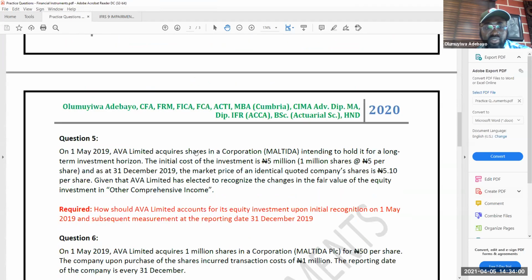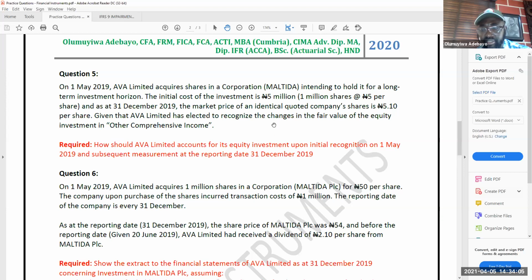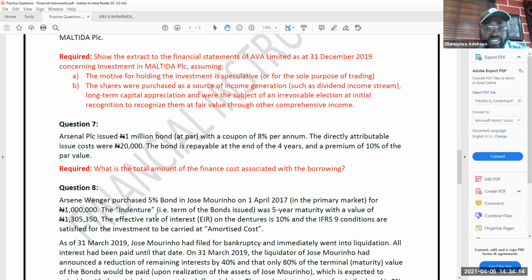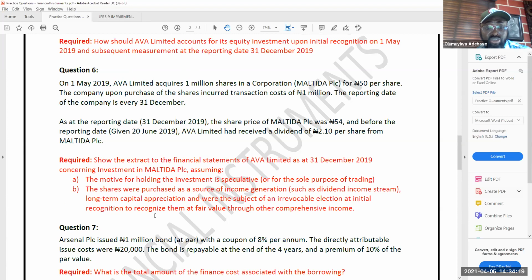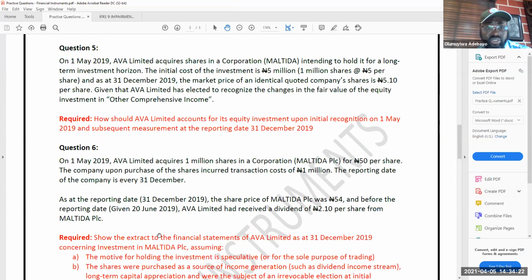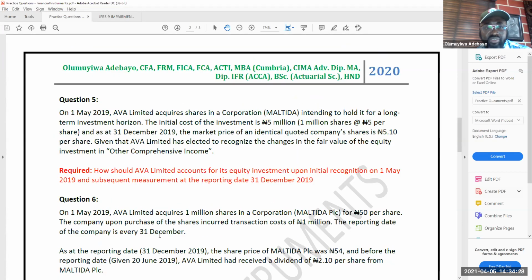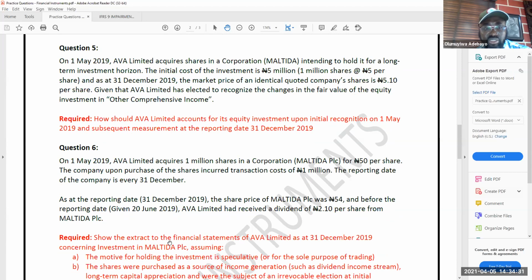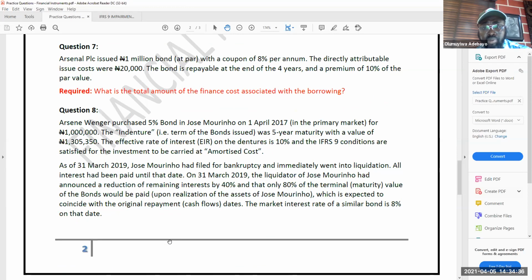Question 4. Question 5 is on equity investments, and it's left for you to classify it accordingly in line with the buckets. Both question 5 and question 6, you attempt them. And you also attempt question 7, which means all what you need to do is to solve question 4, which is on compound instrument, question 5, which is on equity investment, question 6, equity investment, and question 7, bonds liability, the issue bond.